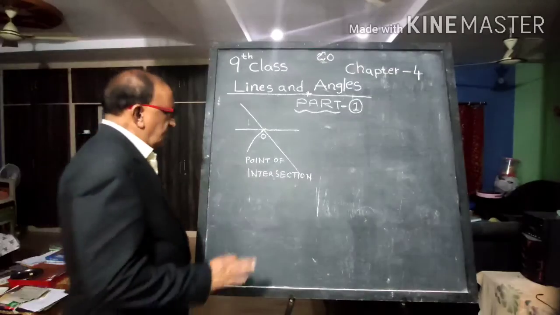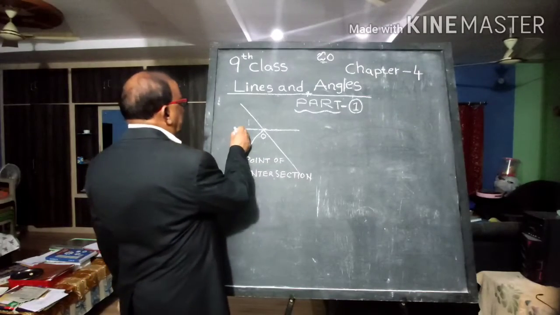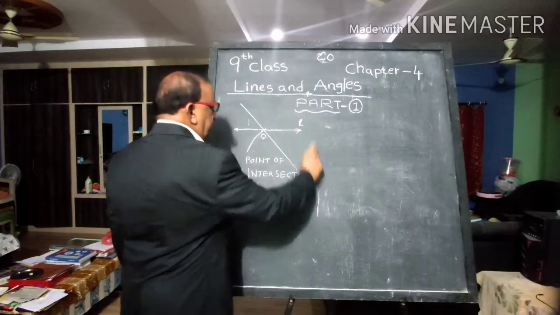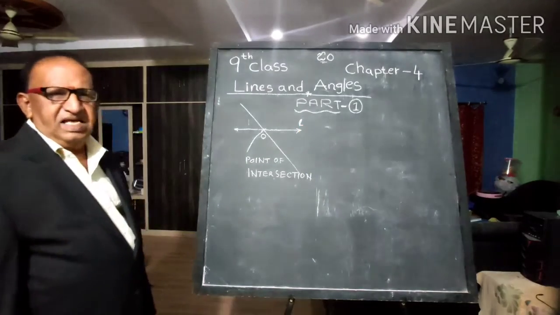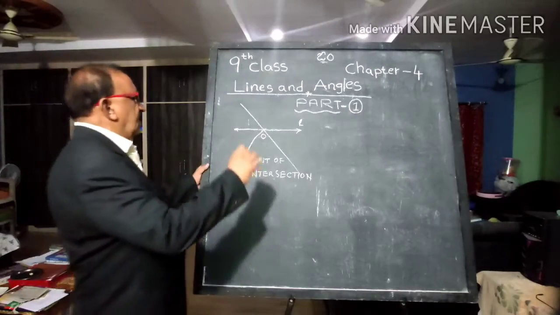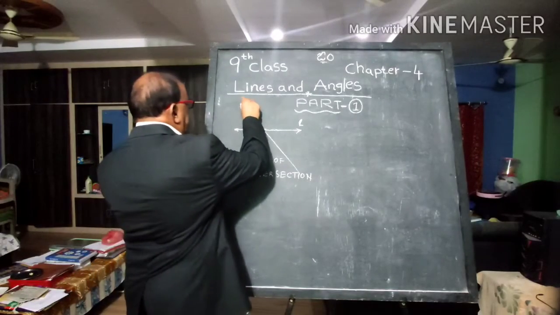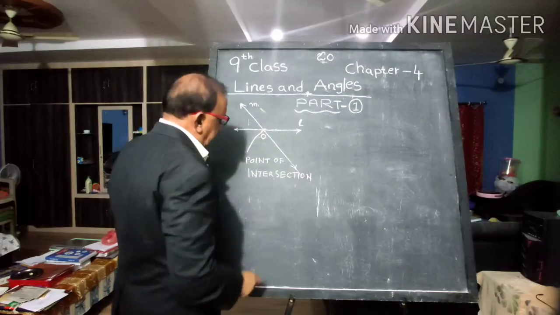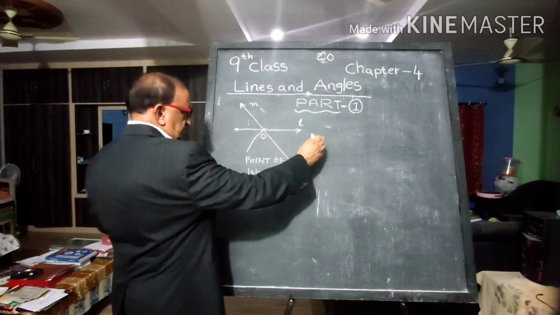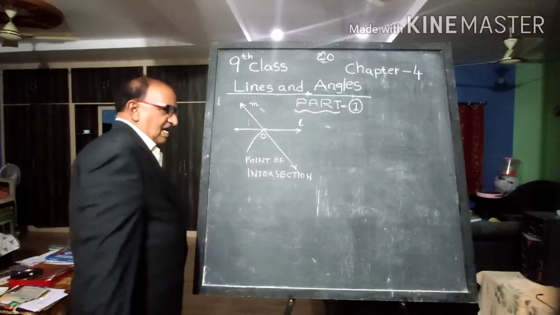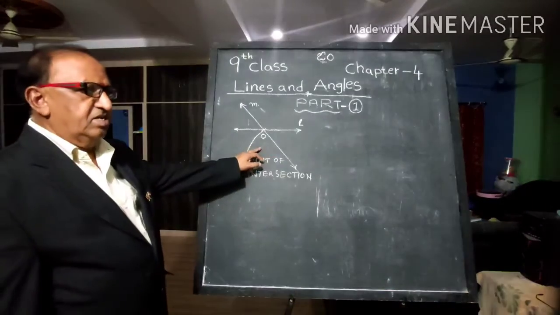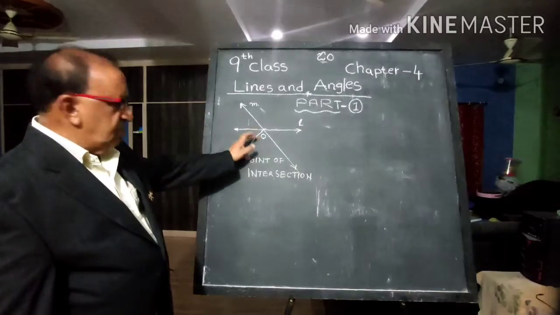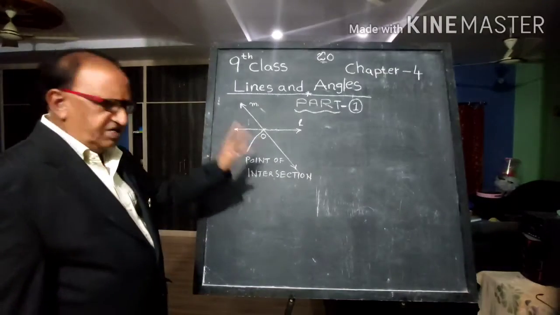Intersection. Now one thing I forgot to mention to you: when you take a ray or a line, it is represented by small letters like L, M, N. So this is another line, M, which doesn't have any end points. These two lines, L and M, are intersecting at point O, so point O is called the point of intersection.